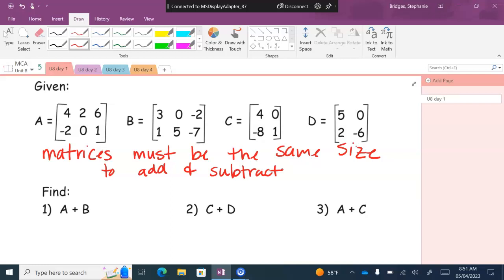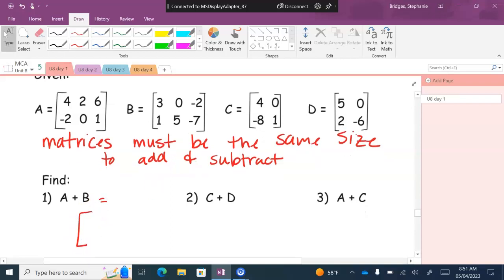Is everybody okay? Okay, so let's take a look at one. We're going to add A and B. First, check. Are A and B the same size? Yes. So here's how it goes. I'm not going to rewrite them because I don't really have a lot of space, but we take each element in the same position in the matrices and we add them together. I'm going to take the first element in both matrices and I add those together. And that goes row 1, column 1 in the answer.